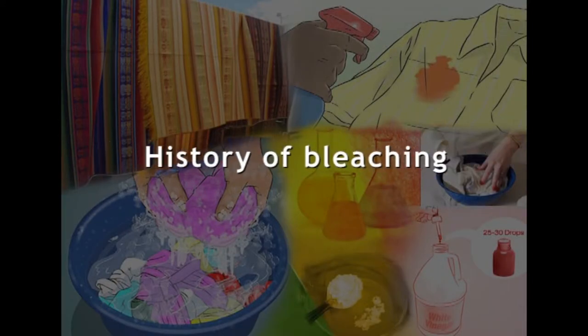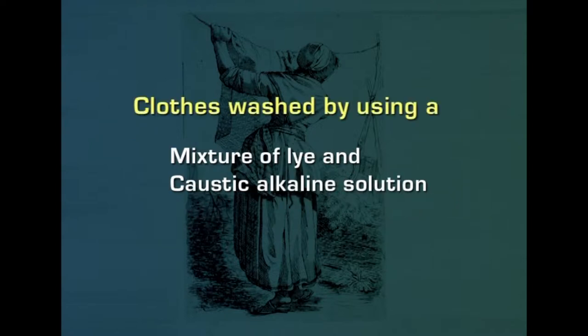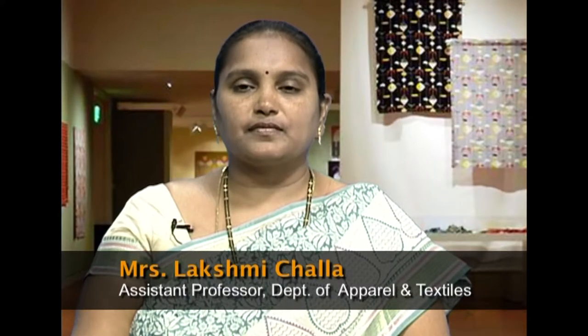Let us look into the history of bleaching. By 1000 AD, the Dutch had become the experts in laundering clothes and keeping them white. Clothes were washed using a mixture of lye, a caustic alkaline solution that basically destroys dirt or stain from the white fabric. Unfortunately, it often destroyed the fabric itself.